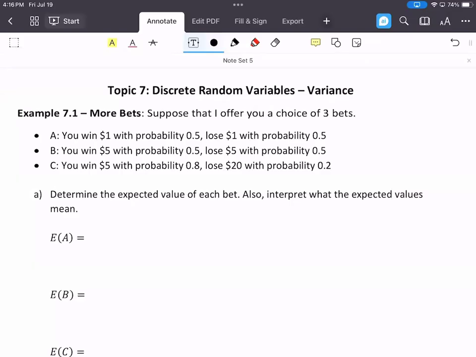We've talked about the center when we're looking at discrete random variables, but now let's talk about spread. In other words, the variance in this case. Example 7.1, we're going to look at more bets.